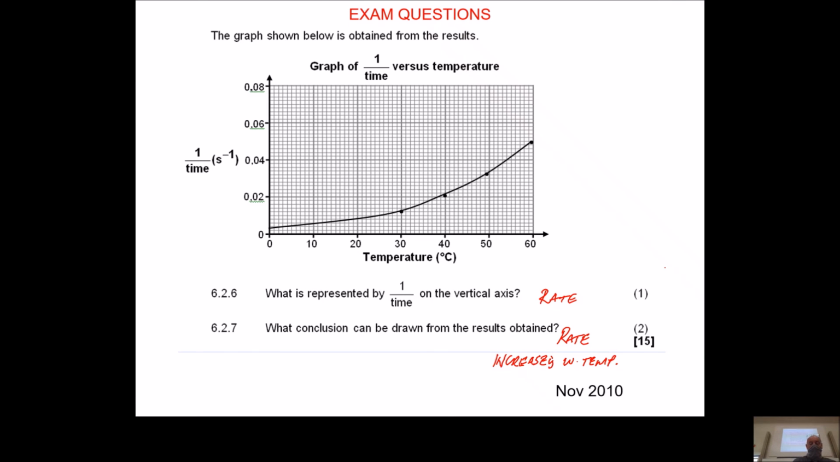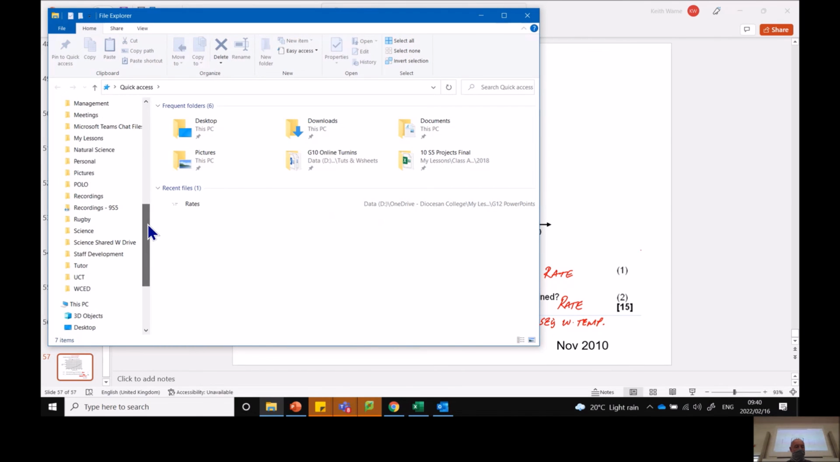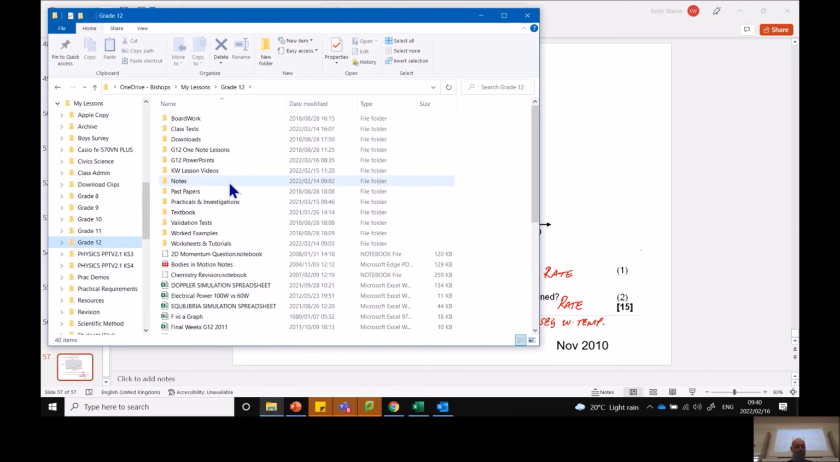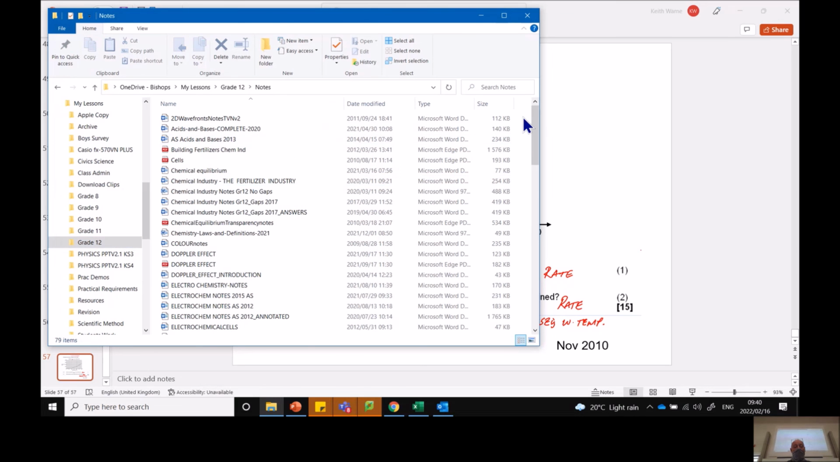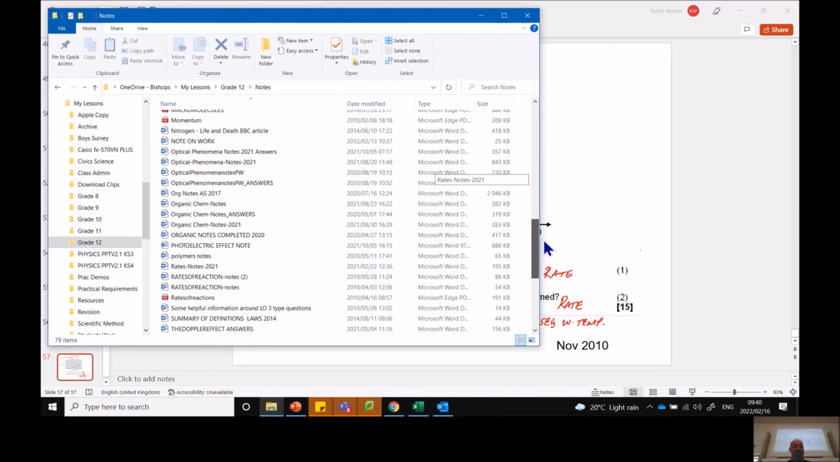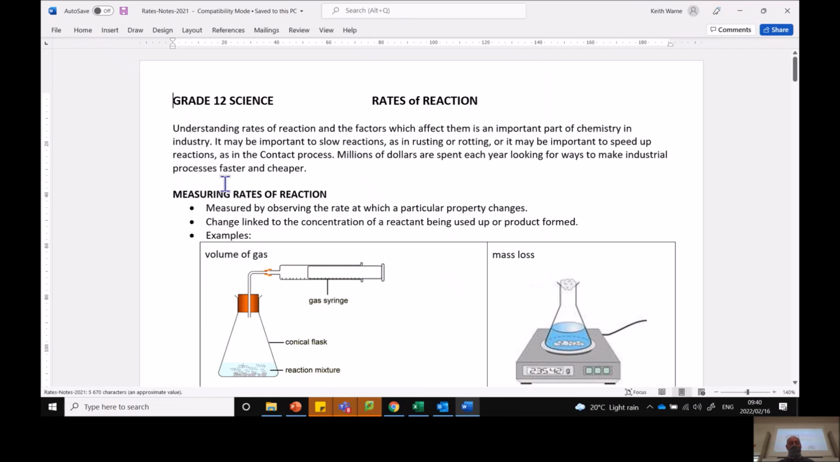Okay, so we need to go through the notes, and we might as well start that now. There's not enough time for you to get started on the worksheet. So let's go and find the notes quickly and just start looking through them. Remember I showed you the term planner? We're back on track. We're bang on track. So, rates notes 2021.